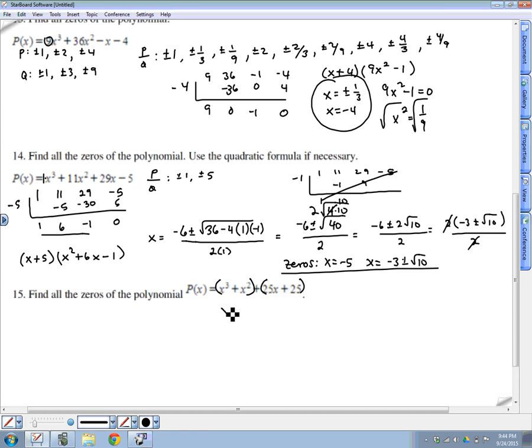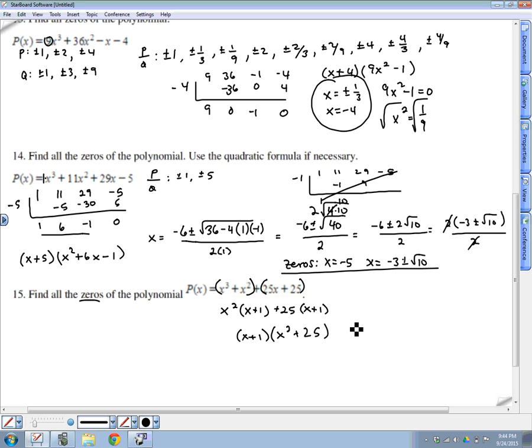If you look at this first grouping, you can take out an x squared, and that leaves you with x plus 1. From the second grouping, you can factor out a 25, and that leaves you with x plus 1. So both of these terms have an x plus 1 as a common factor. So if you factor out the x plus 1 from both terms, you're left with x squared plus 25.